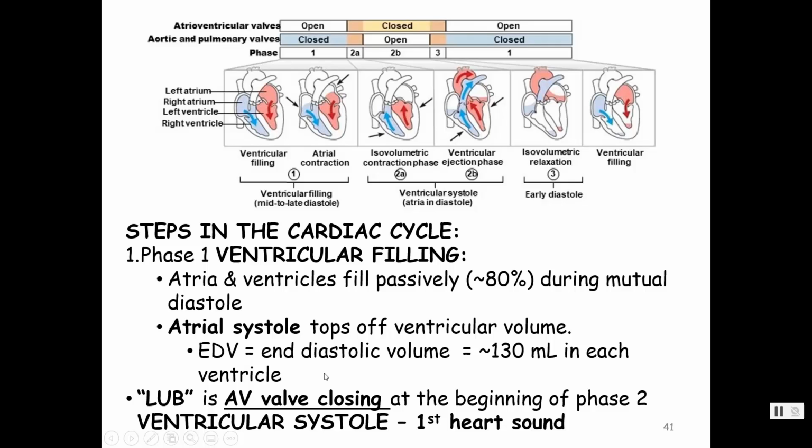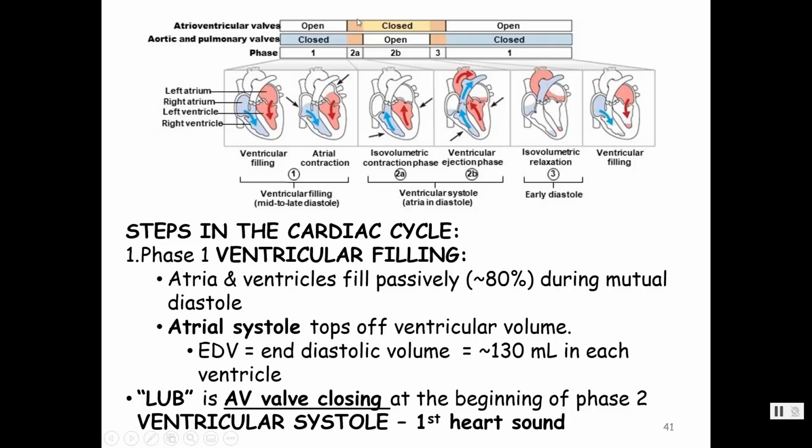When the ventricles contract, so now we're beginning ventricular systole, the atria are going to be relaxed. So remember, they never contract at the same time. So at the beginning of ventricular systole, those atrioventricular valves are going to slam shut. So AV valves close at the beginning of phase 2, ventricular systole.